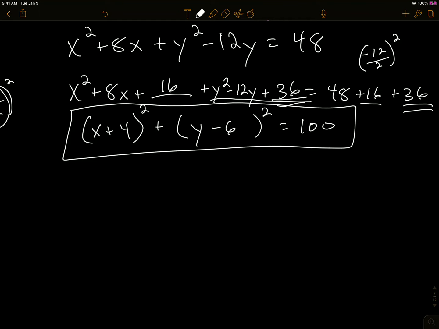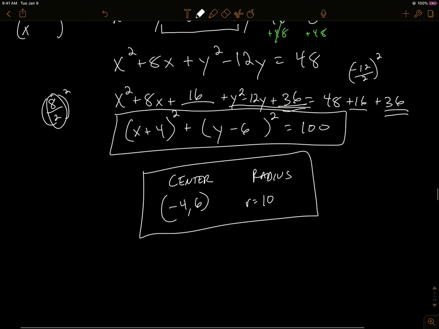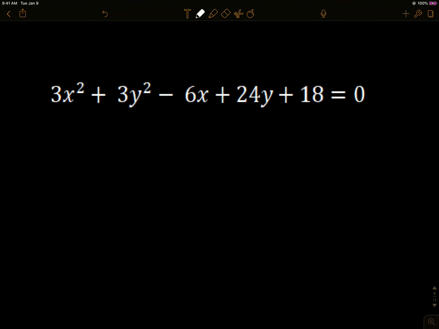I didn't answer the question. We still want to know what's the radius and what's the center. So the center is negative 4, 6. The radius is the square root of 100, which is 10. So there's our center and our radius. Let's try another one. So can we find the center and radius given the equation?